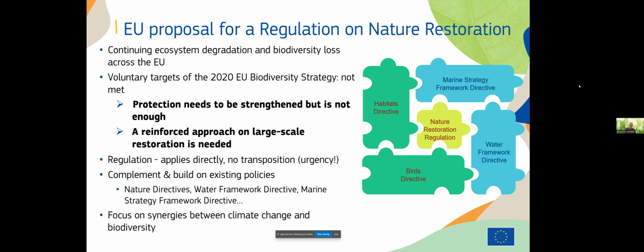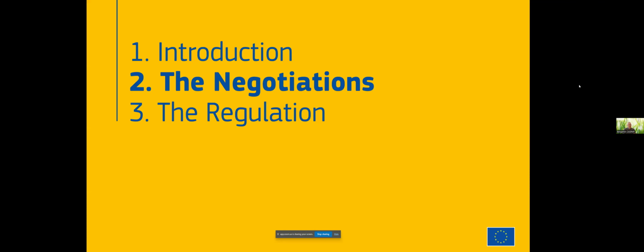In the 2020 biodiversity strategy, we set targets which were voluntary, and none of them were met. So we decided to do something different this time and set legally binding targets for nature restoration. So the regulation applies directly. It's been in force since the 18th of August. Doesn't need to be transposed. It builds on existing policies, the nature directives, water framework directive, etc. And it's part of all of these.